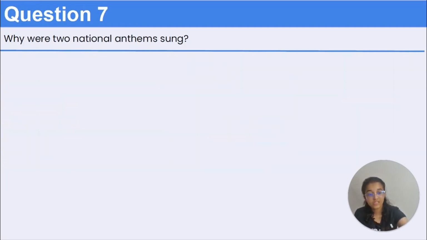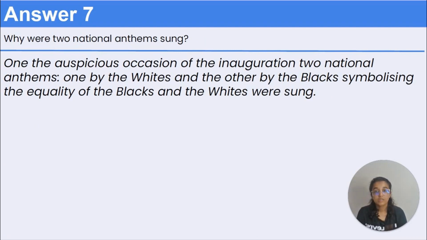Why were two national anthems sung? One was sung by the whites and the other by the blacks, both symbolizing equality.